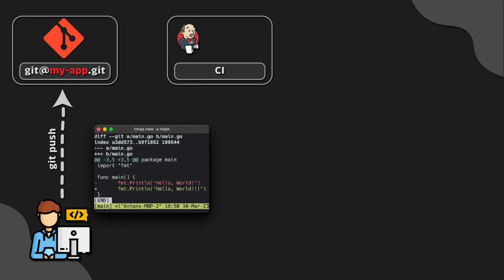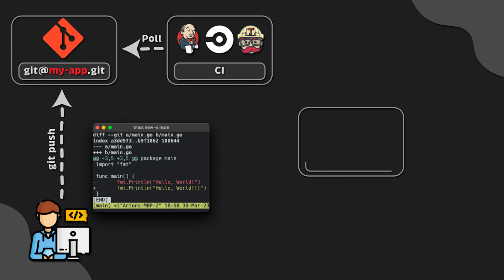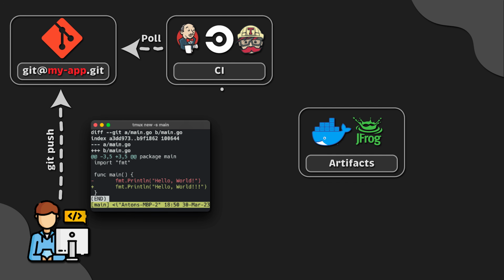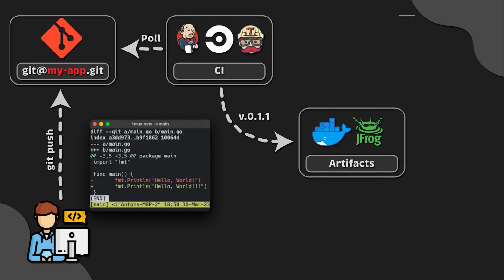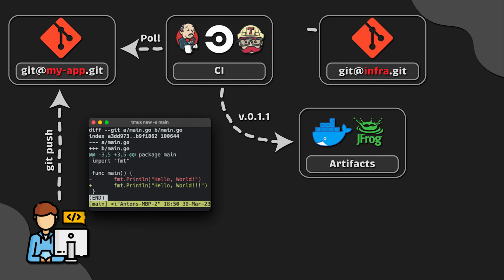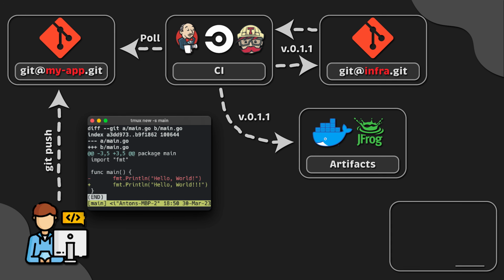After that, a continuous integration tool like Jenkins detects the change in the app's repository. It downloads the updated code, runs tests, and creates an artifact like a Docker image. Finally, it uploads the image to the remote Docker repository. Once completed, Jenkins clones the GitOps repository containing your infrastructure code and updates the Docker tag.